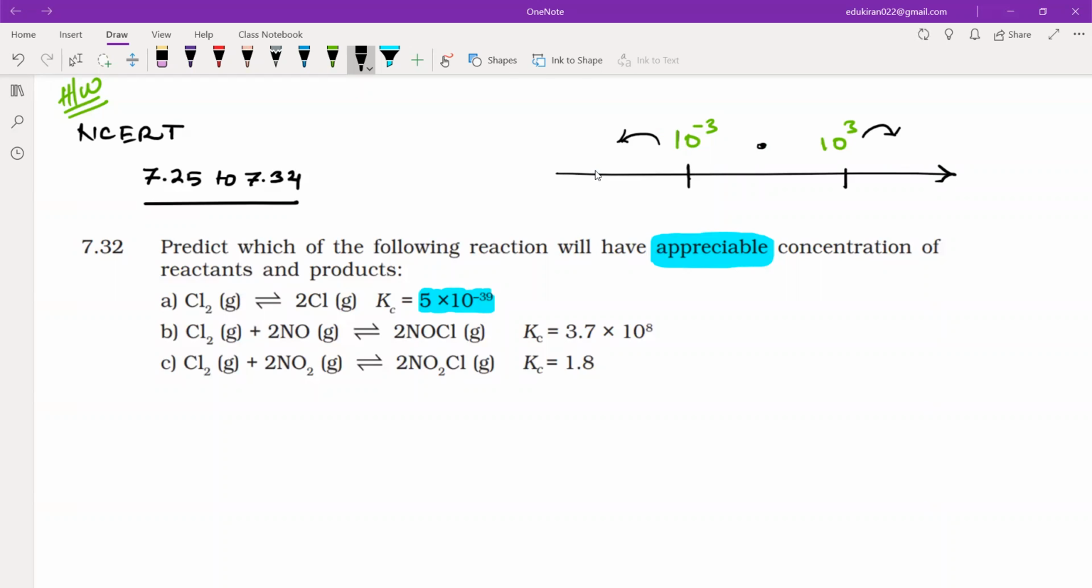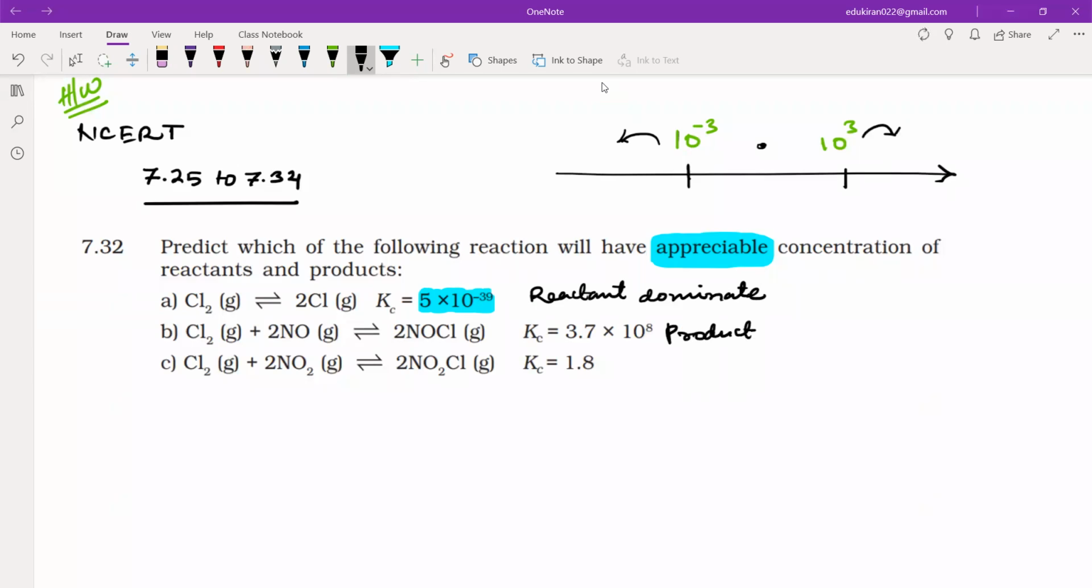So that means obviously in this case the reactant will dominate. The reactant dominates. That means most of the molecules that you will see at equilibrium will be of reactants only. What about this next one? Greater than. Greater. So what will dominate, reactant or product? Product. Product will dominate.